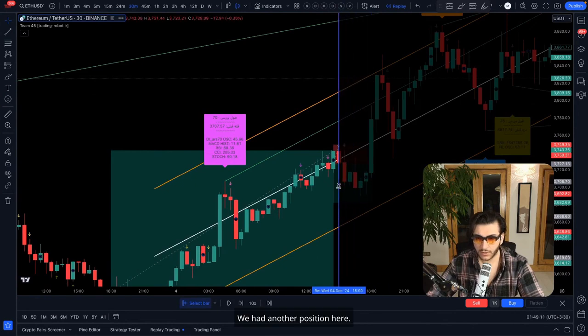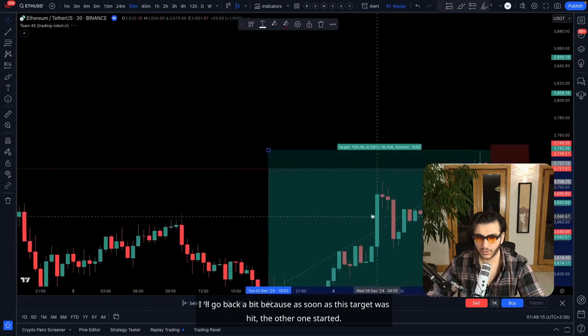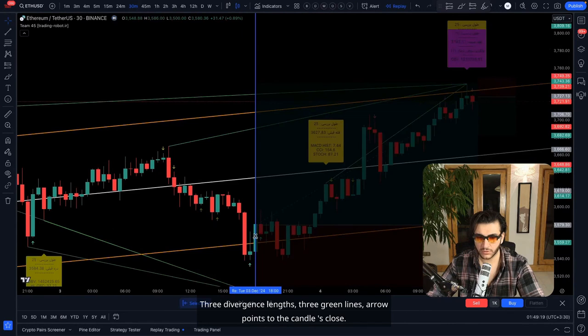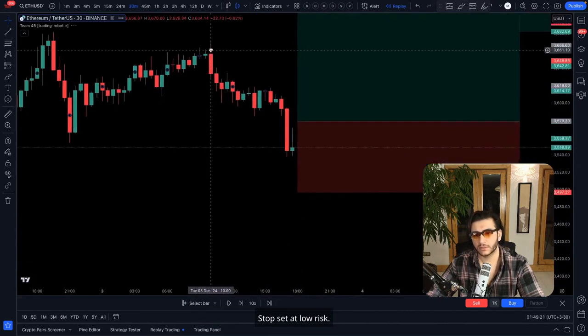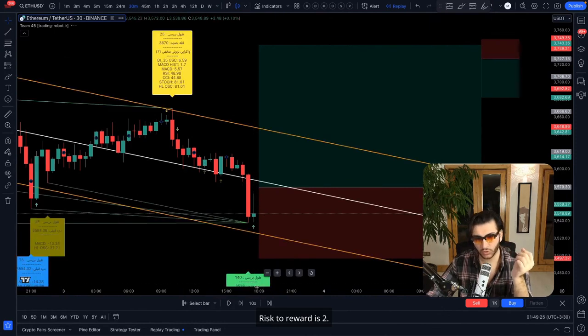We had another position here. I'll go back a bit because as soon as this target was hit, the other one started, with a hit on the lower trend line. 3 divergence lengths, 3 green lines, arrow points to the candle's close. Stop set at low risk. It came up and hit the target, setting the target at 458. My hand got a bit off. Risk to reward is 2, 449.